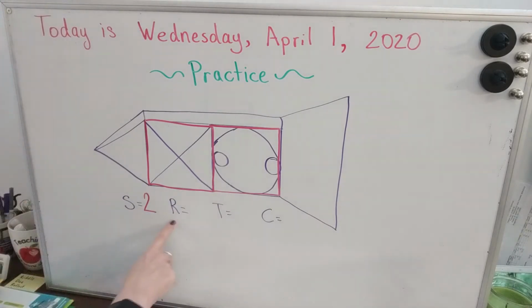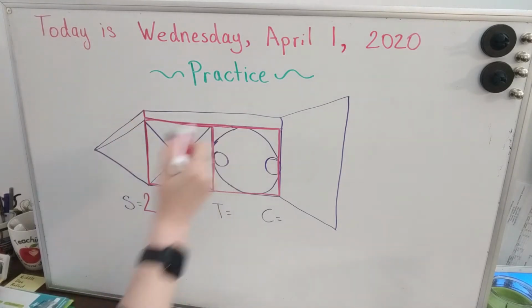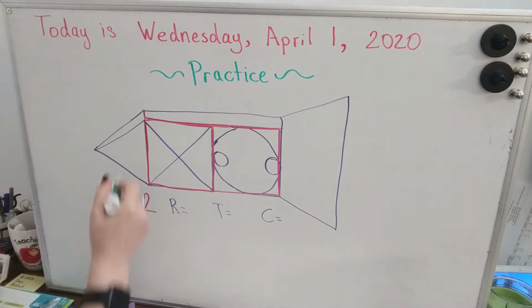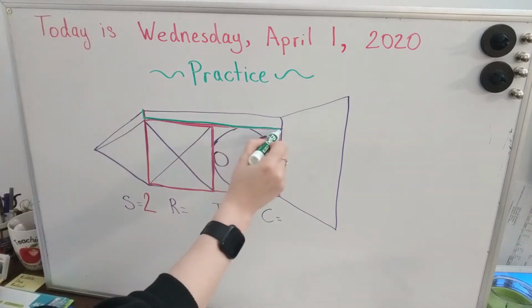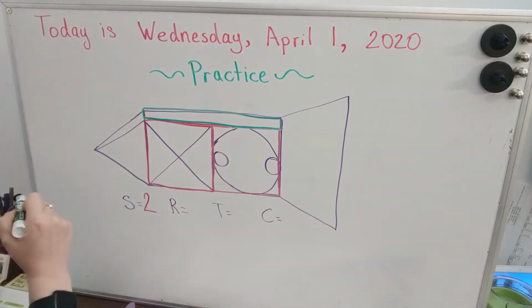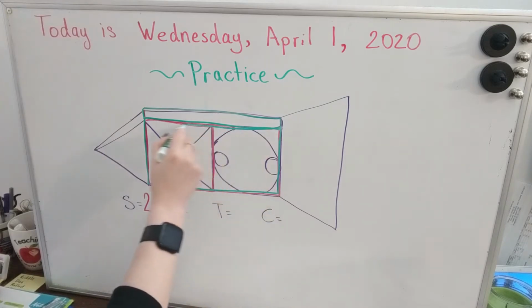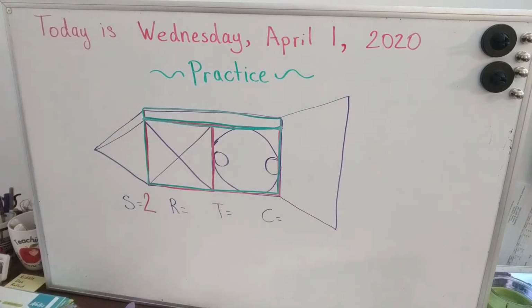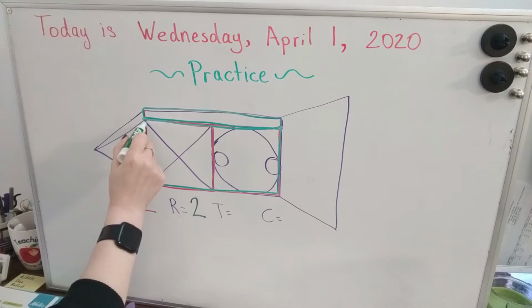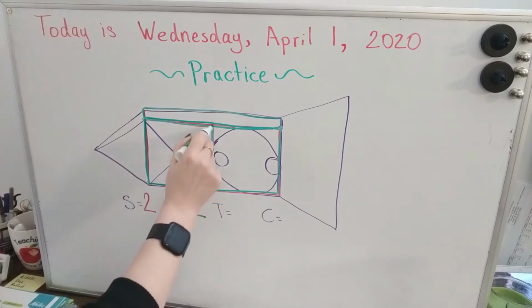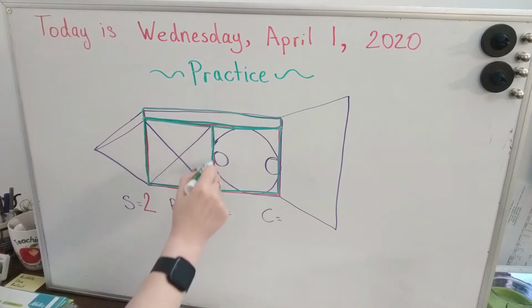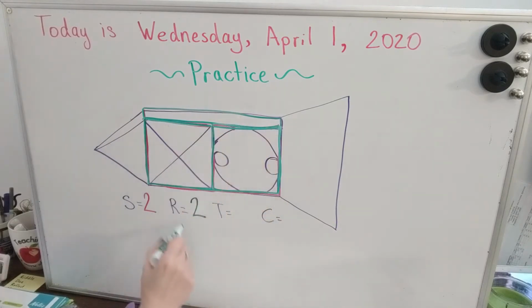Now it says how many rectangles can you see? Let's count the rectangles we can see. Here is 1. Let me change the color. There's 1 rectangle. Here's the second rectangle. Okay, so we counted 2 rectangles. I'm going to write 2. But technically, remember that these squares are also rectangles. So if you were counting those, that would be your 3rd rectangle, and this would be your 4th rectangle. So if you said 4 rectangles, you are also correct.